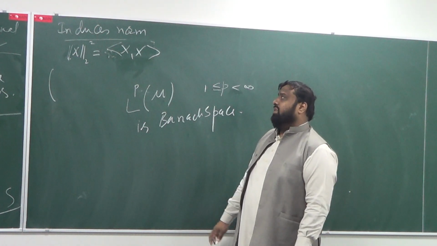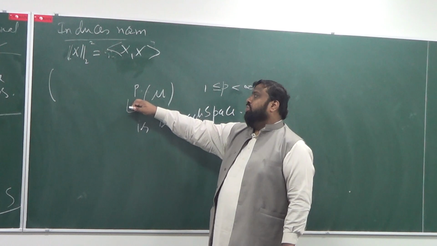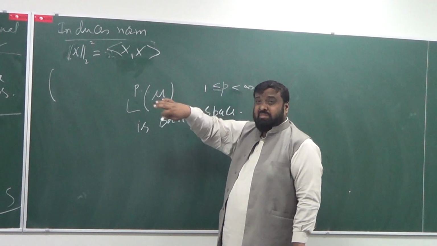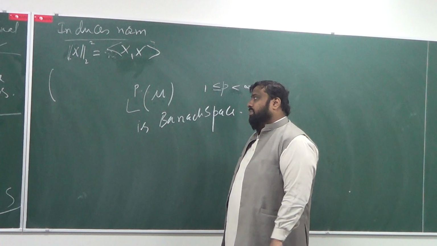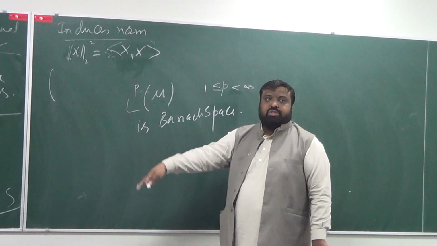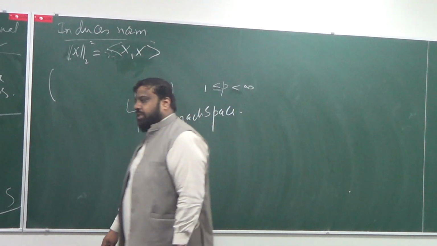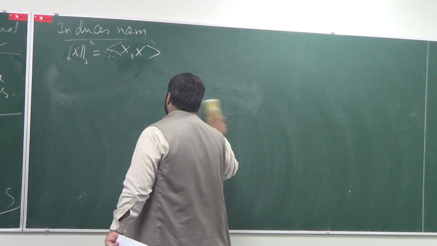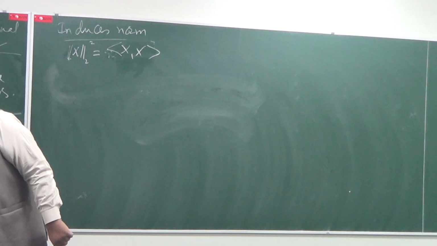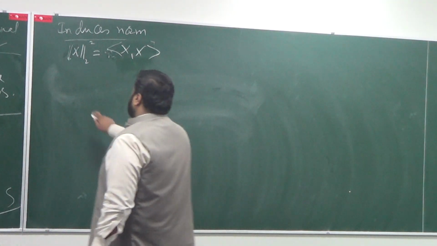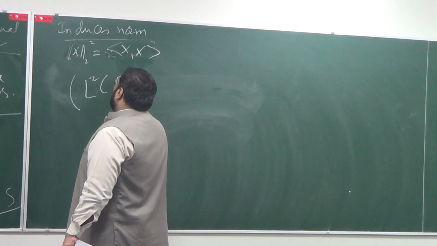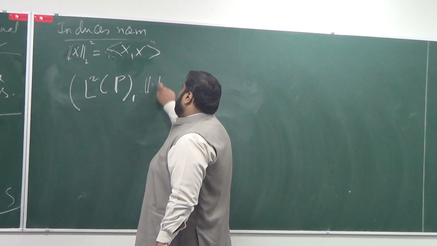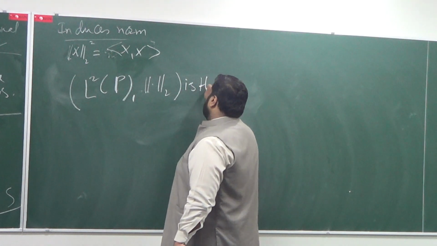From this I can deduce that if I take p to be 2 and mu to be, for example, the probability measure in your probability space, then this L2 space is a Hilbert space. It's not only complete, but you have an inner product on it. In general analysis spaces you don't have an inner product. So this is the result that I'm going to prove: L2 with the two norm is a Hilbert space.